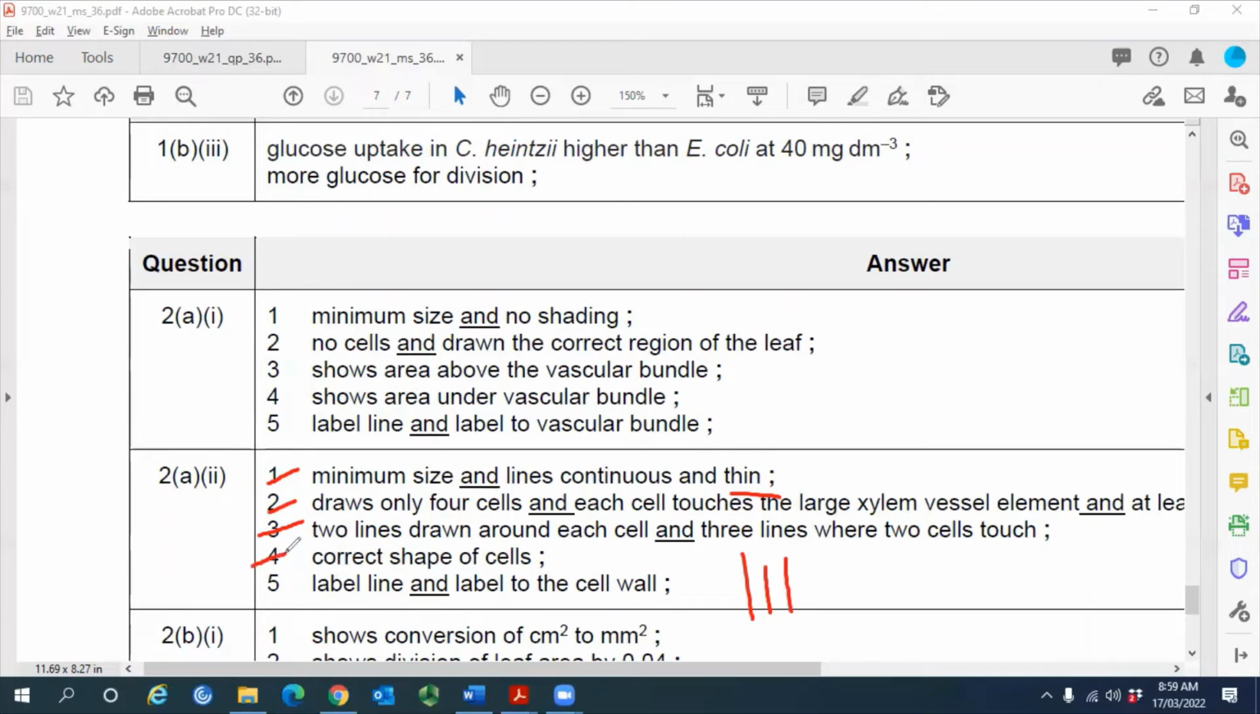Okay? Correct shape of cell. So I'm going to look at the shape of cell is correct. What shape? Whatever shape. Okay, you draw directly from there is correct. Label line and label to the cell wall. So cell wall point into the cell wall.